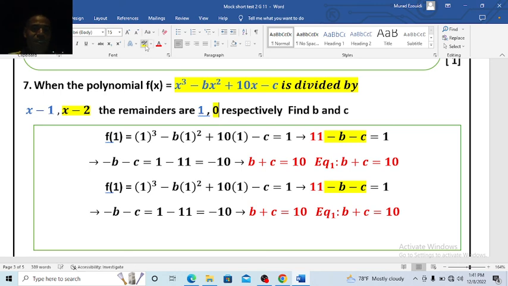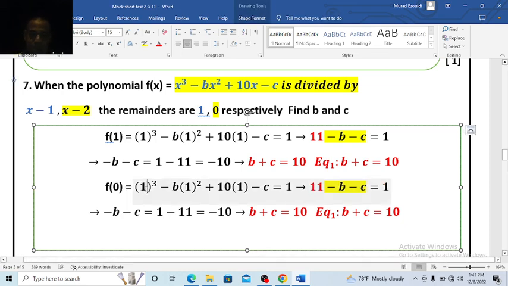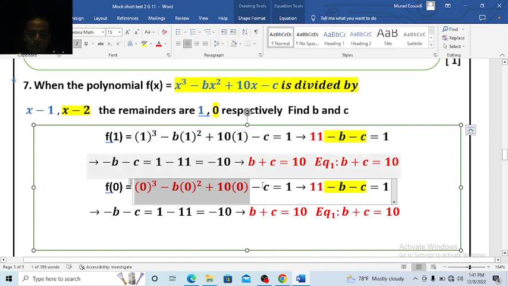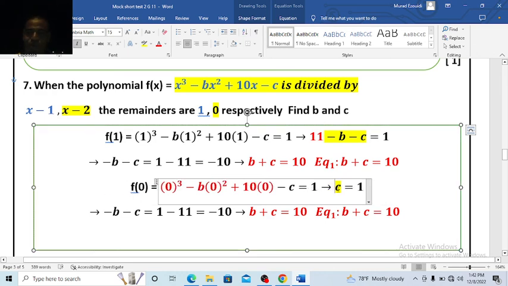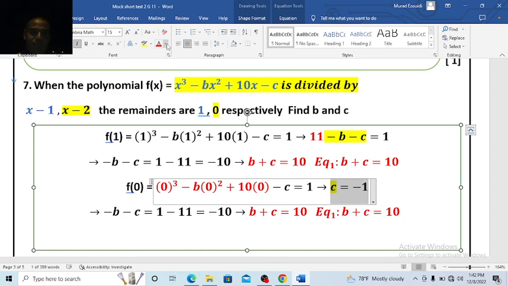I will use the remainder theorem. f of 0 equals 0 cubed minus b multiplied by 0, plus 10 multiplied by 0, minus c equals 0. All of this is 0, boys. So it remains only minus c equals 0... minus c equals 1, which means c is equal to minus 1. Multiply both sides by minus 1 to give c equals minus 1. Clear? Very important, this one.